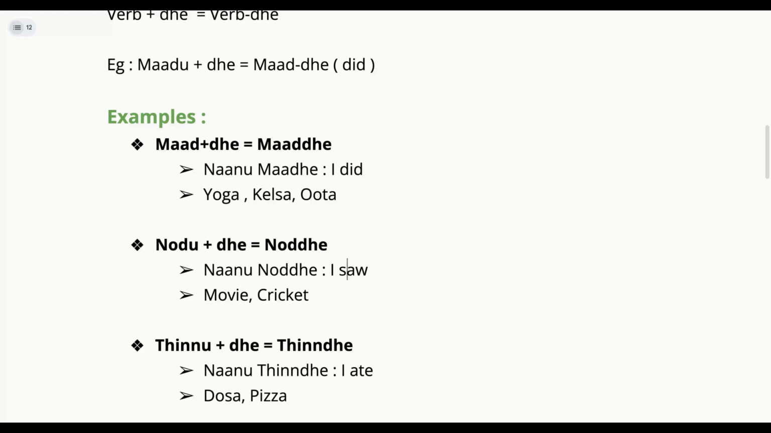Let's take the third verb tinnu. Tinnu is eat. Tinnu plus the suffix de becomes tinde. Naanu tinde, I ate. Naanu dosa tinde, I ate dosa. Naanu pizza tinde, I ate pizza.